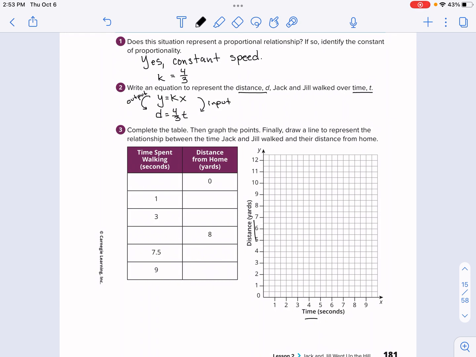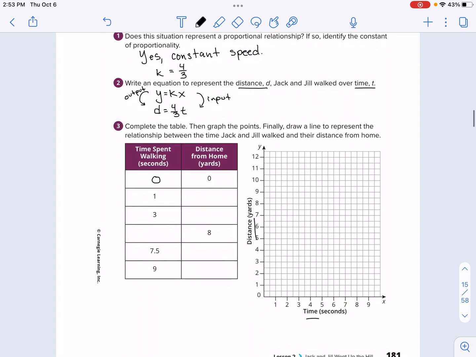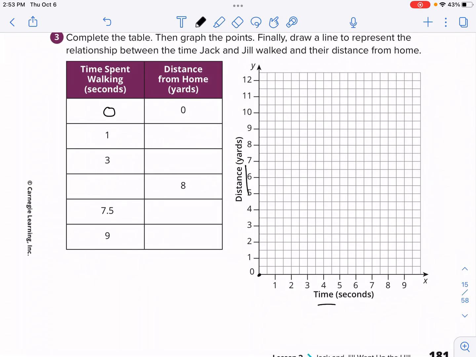It says complete the table, then graph the points, finally draw a line. It's going to be a straight line to represent the relationship between the time Jack and Jill walked and their distance from home. Let's start with the first one. We always start at the origin, so this is always going to be 0, 0. So let's graph this point here. Now, if you look at your axes here, we have 1 for every 2 grid marks, but right here, this is a half. So let's keep that in mind. A half and a half make a whole. This would be like 1.5 and then 2. Anyways, I'm going to erase this. We don't need this.